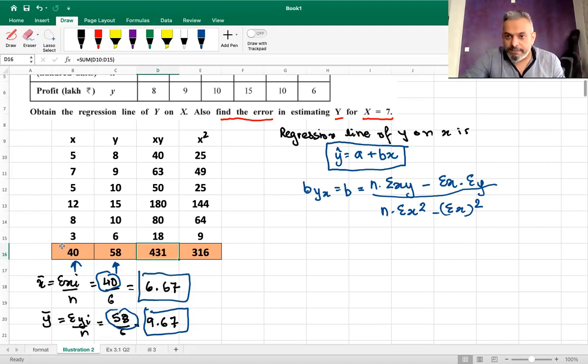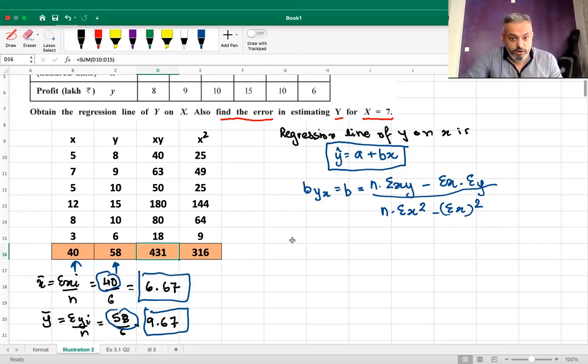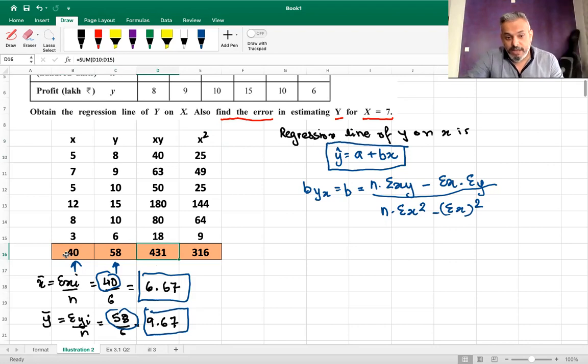Here also, when you are multiplying, 3 6 18, don't multiply 40 into 58. Be careful, because 40 into 58 is sigma x into sigma y. It is not sigma of x into y. So be careful. Okay, the columns that I have marked in orange are all totals. You don't have to bring any of them by cross multiplying or squaring. Please be careful. Now let's write this in the formula.